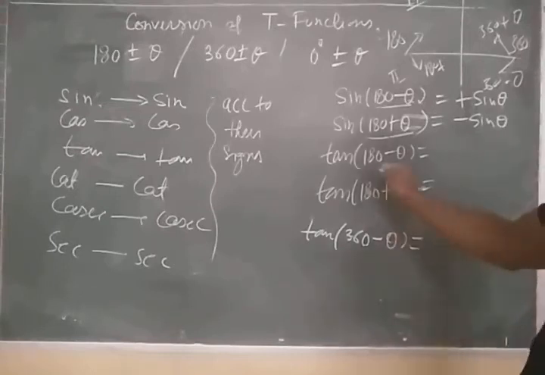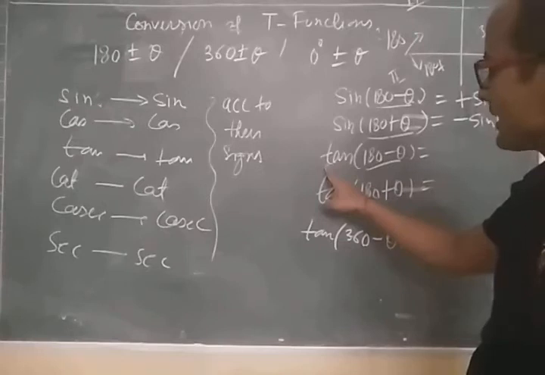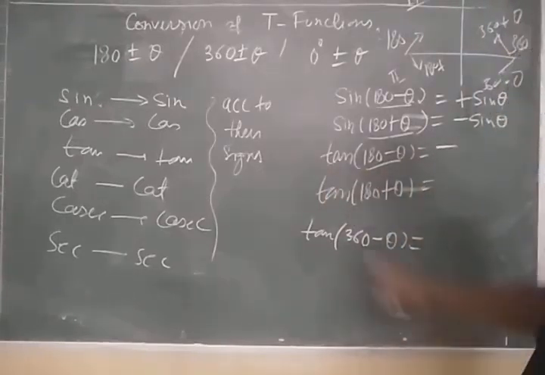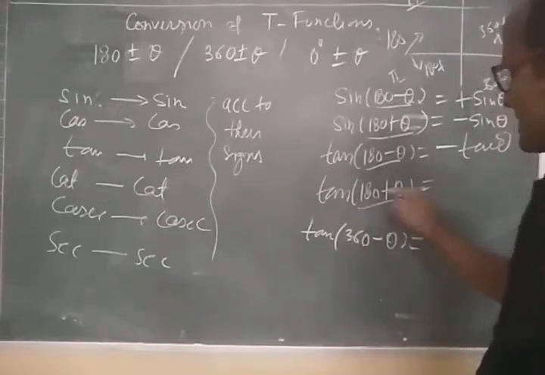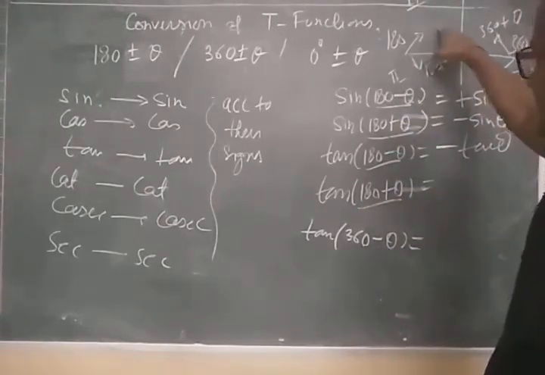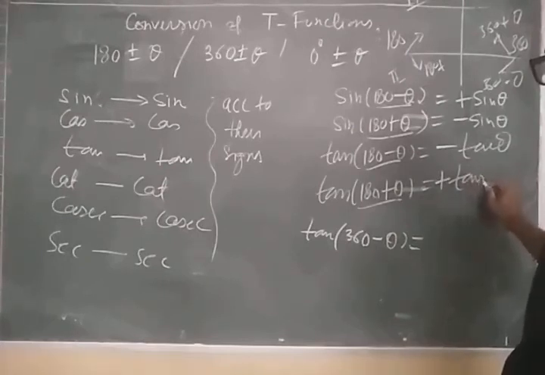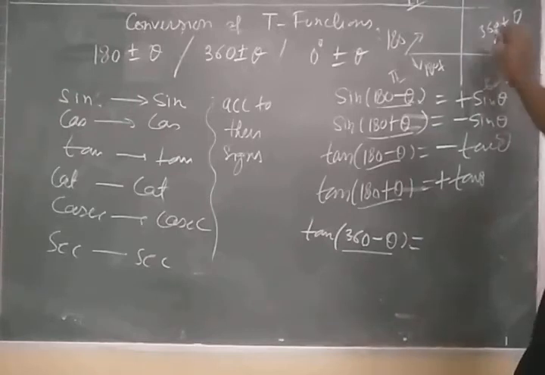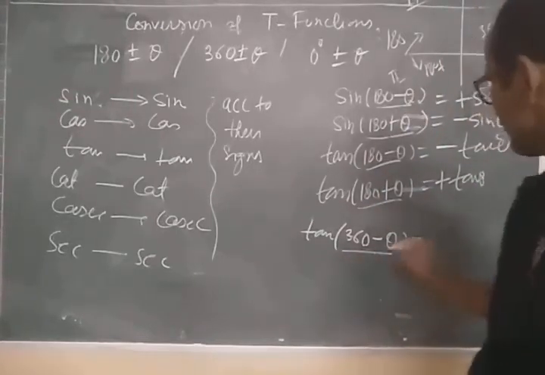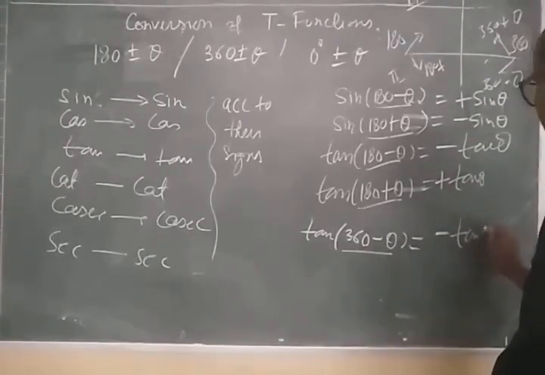According to the same rule, tan(180 minus theta): 180 minus means second. In the second, the sign of tan is negative. The answer will be negative, and tan will remain only tan. Tan(180 plus theta) means third. In the third, the sign of tan is positive. The answer will be positive, and tan will remain only tan. 360 minus means fourth. In the fourth, the sign of tan is negative. So negative, and tan will remain only tan. Negative tan.